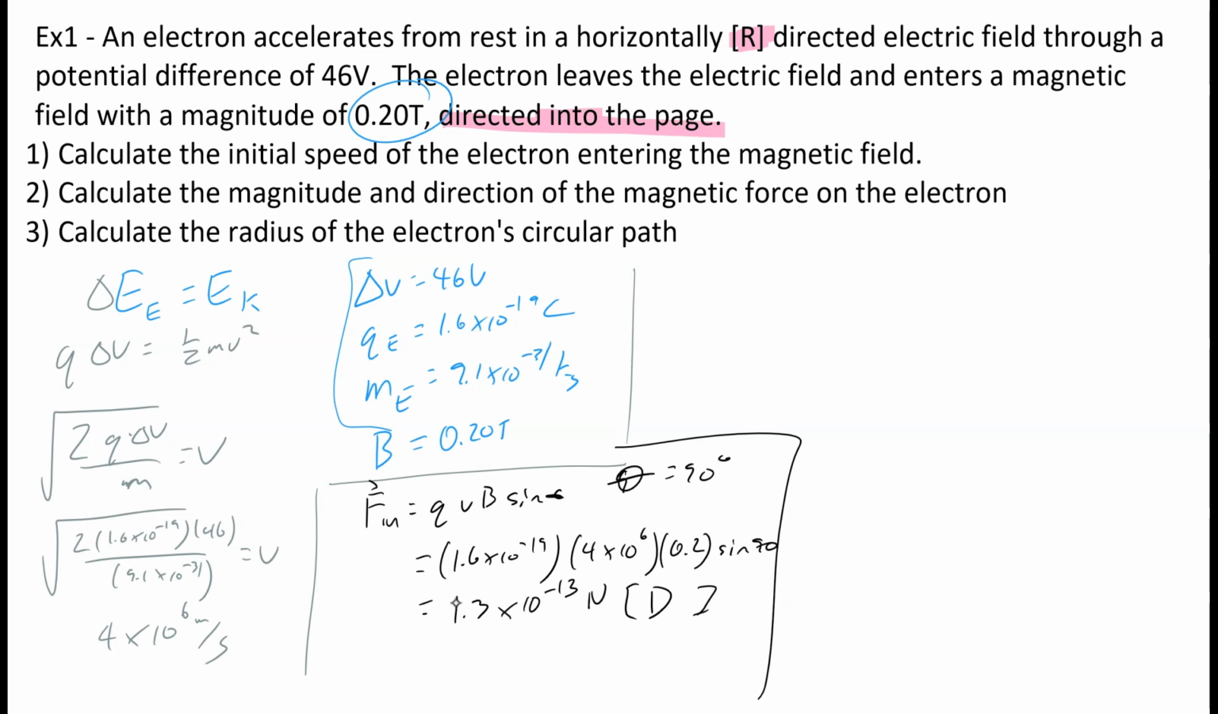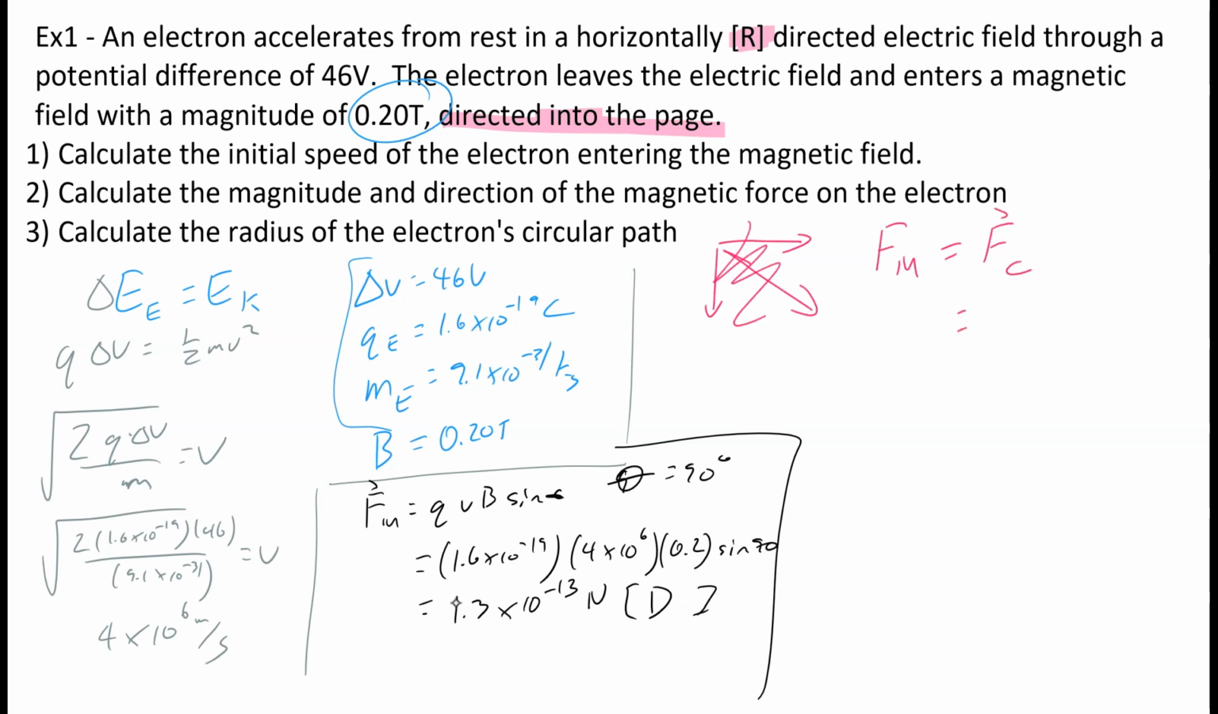Now for our third part, they're asking us to find the radius of the electron's circular path. Remember, if you're moving right, let's just picture this for a moment. We're initially moving right, and our force is acting this way. Which way are we going to go? We're going to want to go this way. This is the beginning of what we're describing as circular motion. So we know the force from the magnetic field is going to result in force due to circular motion.